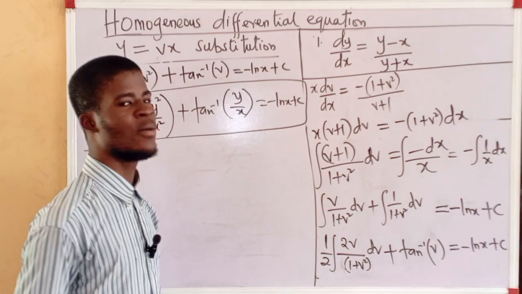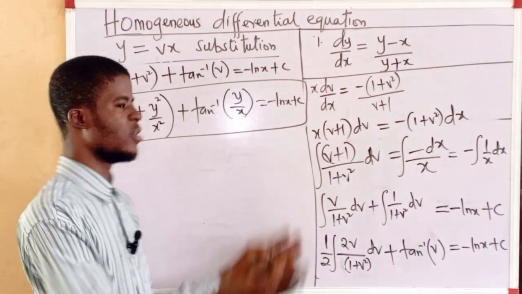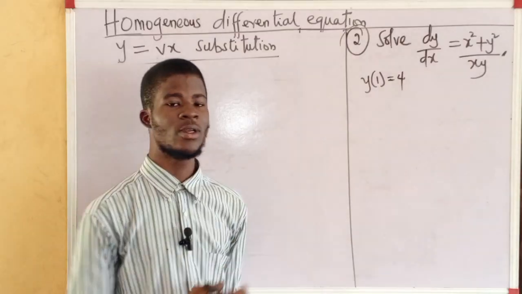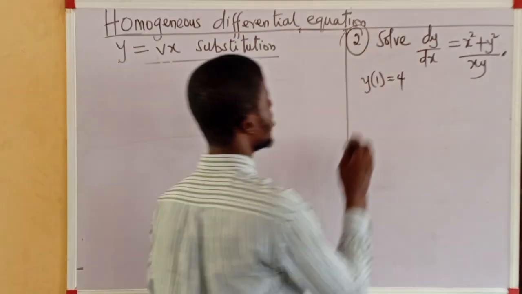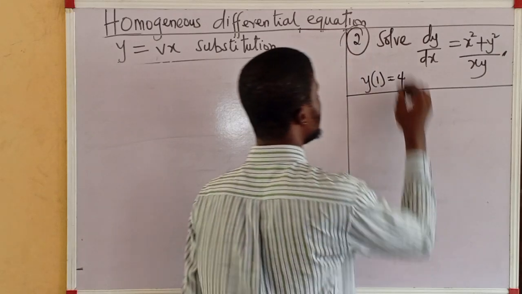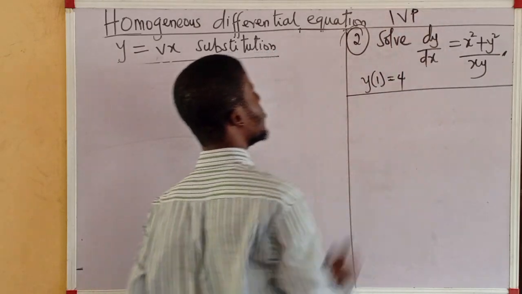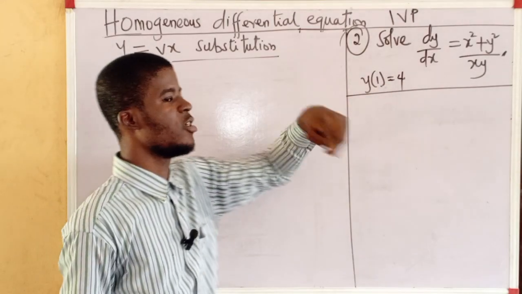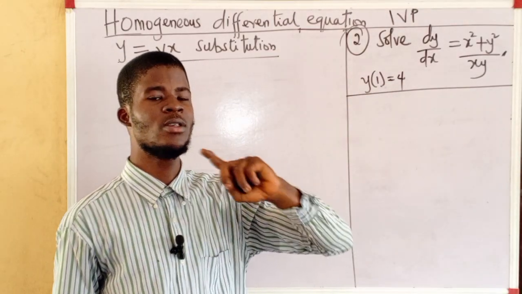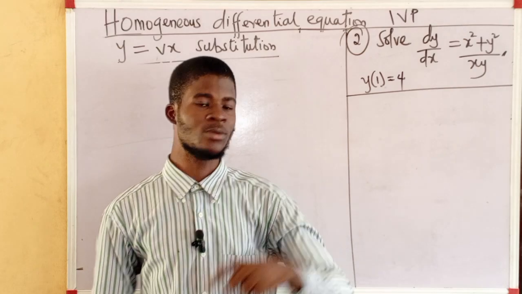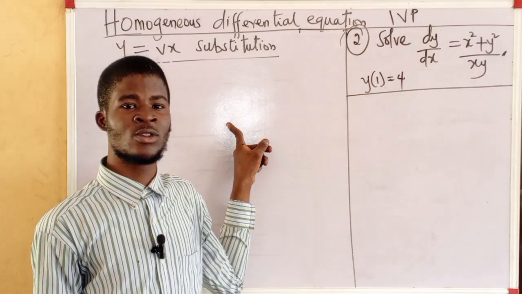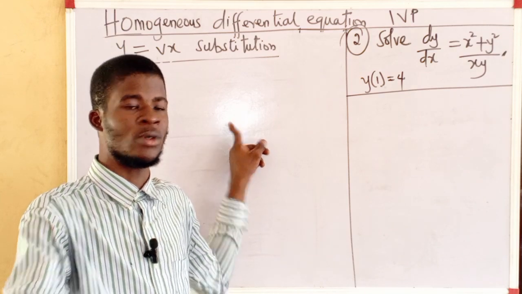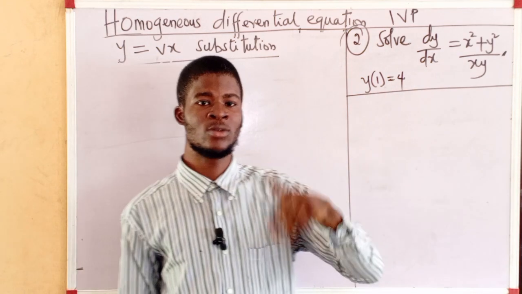I'm going to solve the second example. I will buttress the points once again. Keep watching. Here is the second example. Let's go ahead. This one is an initial value problem, IVP, because it has initial conditions. Solving an initial value problem will result in a particular solution. What we solved earlier was not an initial value problem, so we got a general solution. Here we are going to obtain a particular solution.